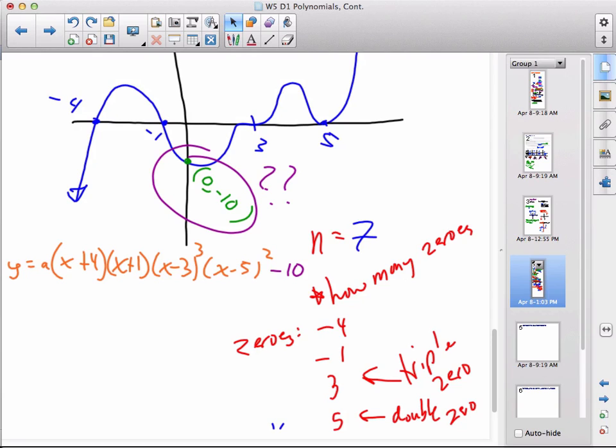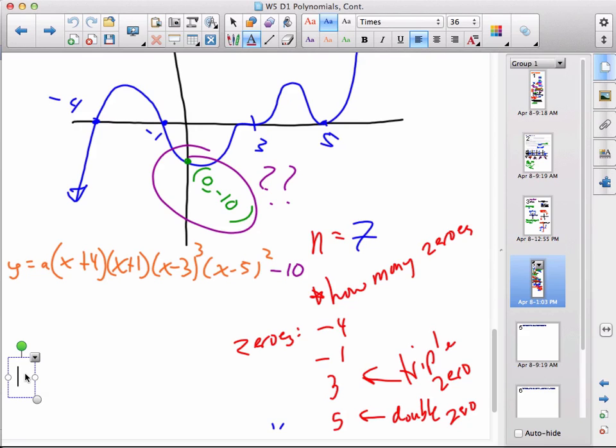Alex, can we add one more thing? Yes, let's add one more thing. We know, based on the shape of the graph and the end behavior of the graph, that this is odd, and A will be positive. We could have figured out it's odd based on the end behavior, and we know that A has to be positive. Let's keep that in mind.